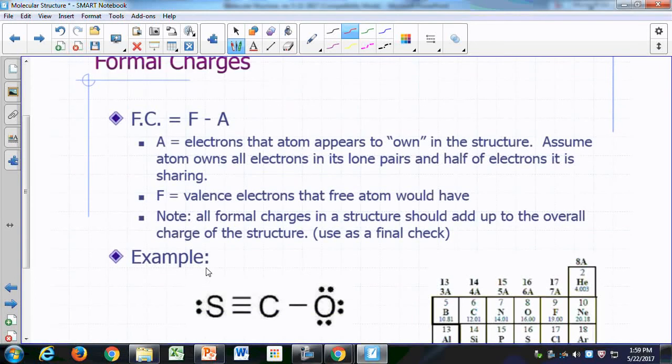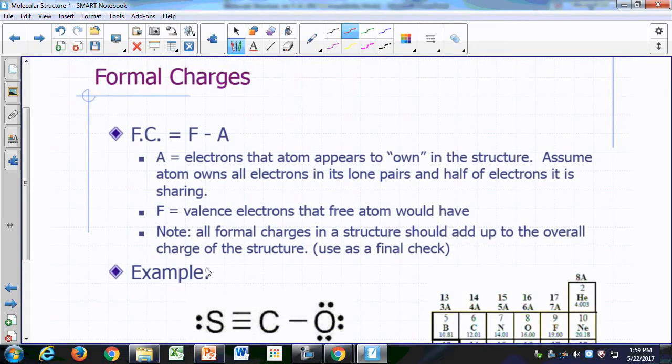Formal charge is a fictitious charge. It's defined as the apparent charge that the atom acquires by being part of the molecule. So formal charge, FC, is equal to F minus A.